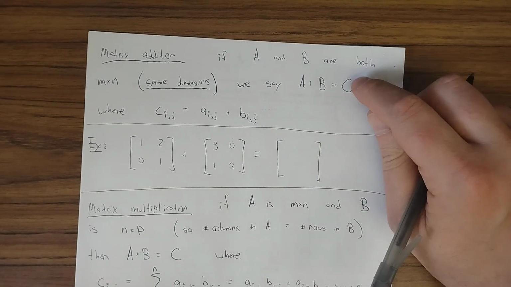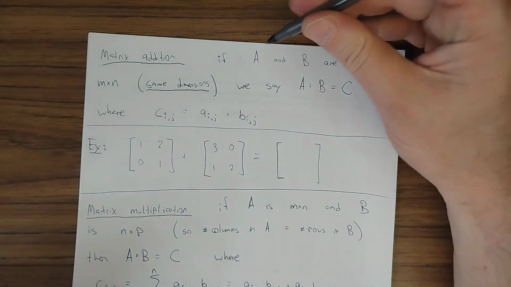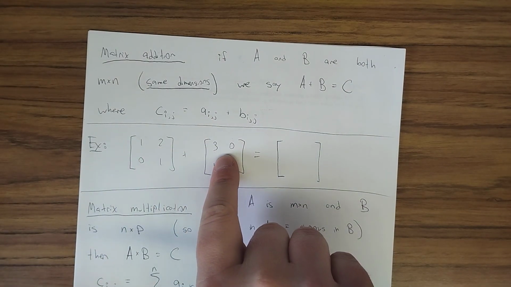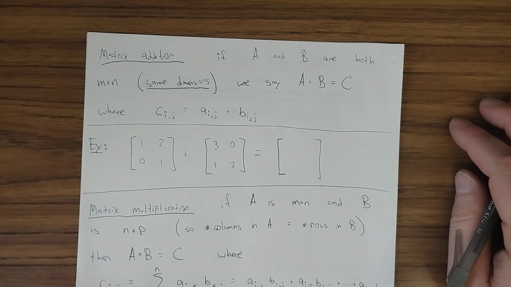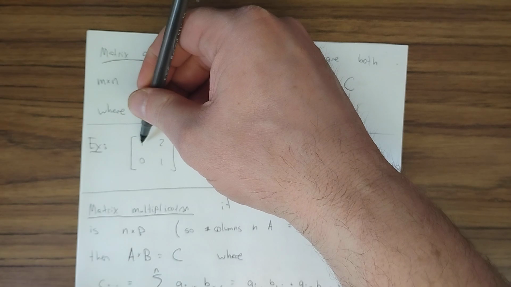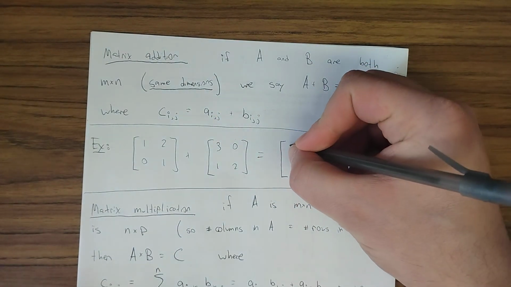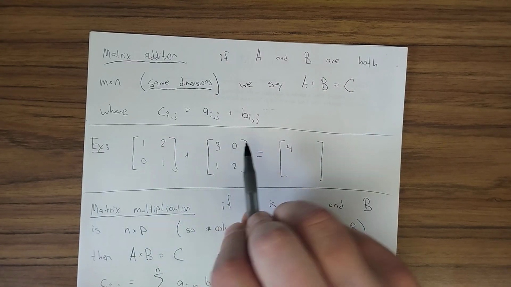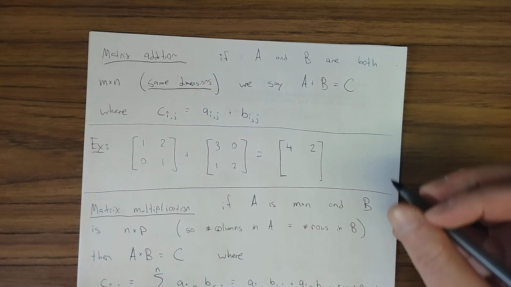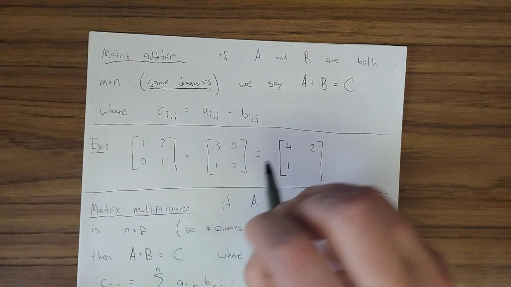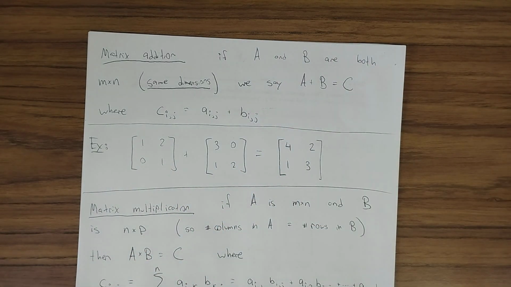By the way, C is going to have the same dimensions as A and B, so if this is 2 by 2 and this is 2 by 2, then C is going to be 2 by 2. And so to get the top left entry, I just add the top left here and the top left here. So 4, and to get the top right entry, I just do this plus this, 2 plus 0, 0 plus 1, 1 plus 2. Very easy.